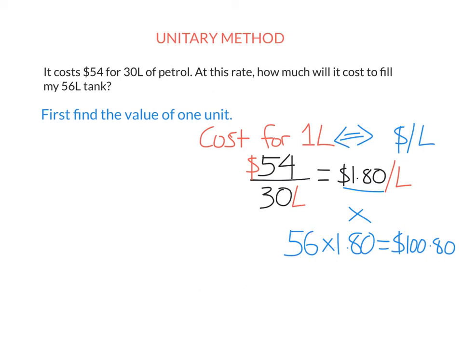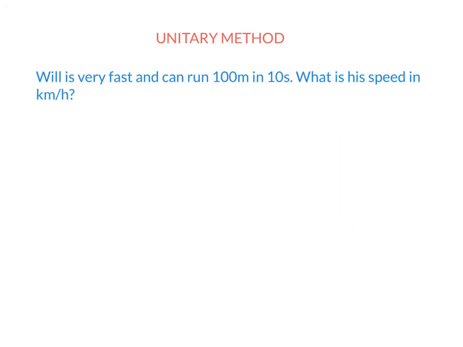All right, I'm going to get rid of this. Please pause and copy it down, and we'll do one more example of the unitary method. So let's do this question here. Will is very fast and can run 100 meters in 10 seconds. What is his speed in kilometers per hour?